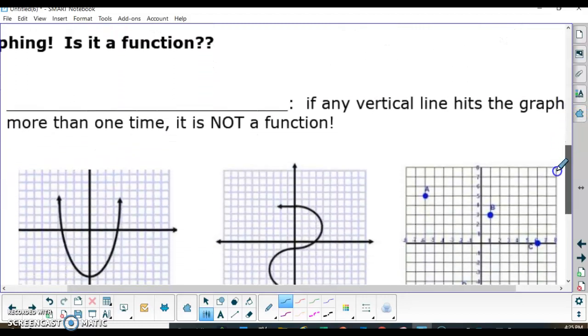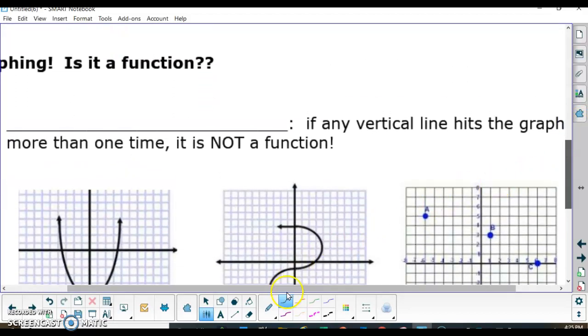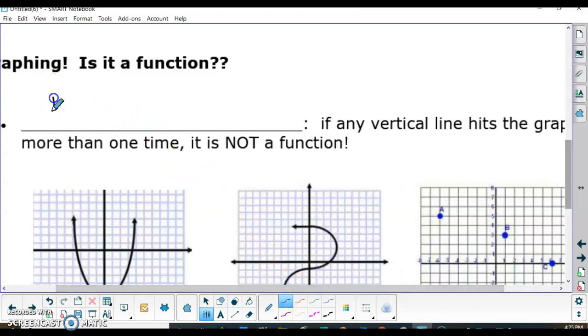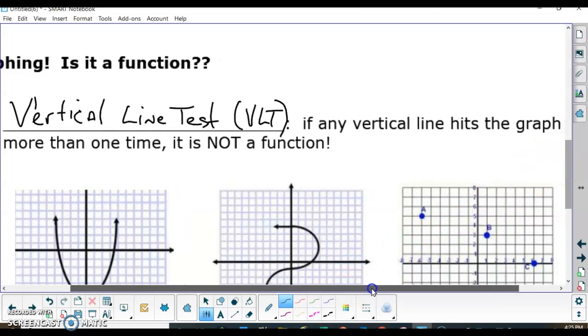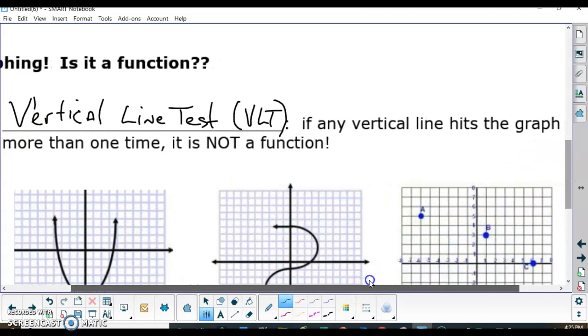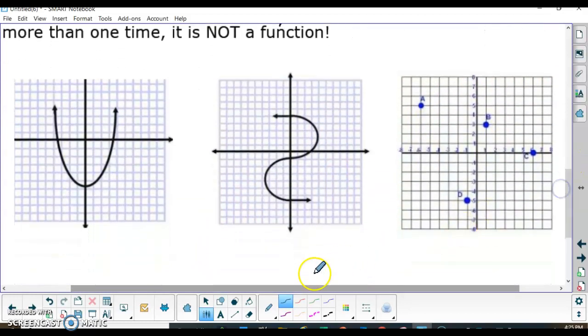Okay. So now, on a graph, we want to be able to look and see if it is a function. So we're going to use a thing called the vertical line test, short VLT. Does it pass the VLT? If the line hits a point twice on the graph, it fails the vertical line test, and it is not a function.